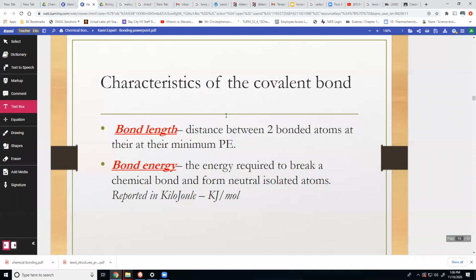All right, so some characteristics of covalent compounds. And remember, when we talk about covalent compounds, that means the electrons are being shared. The bond length is the distance between the two bonded atoms. And the bond energy is the energy required to break a chemical bond and form neutral isolated atoms. So it's a measure of the strength of the bond.